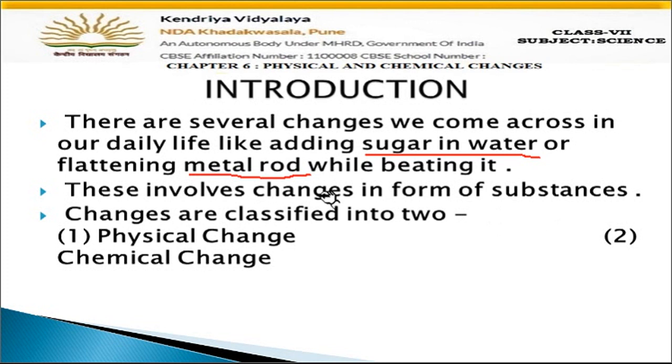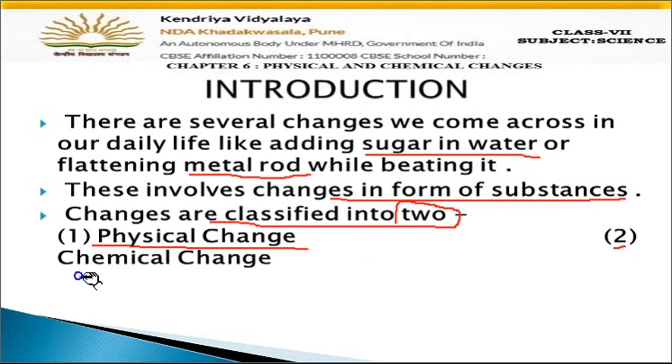All the changes which we see are related to substances. These changes are due to a change in the size of the substance, the shape of the substance, the color of the substance, etc. The changes which we see around us can be classified into two main categories. Number one is the physical change, and number two is the chemical change. These two types of changes we have to study today in this class.